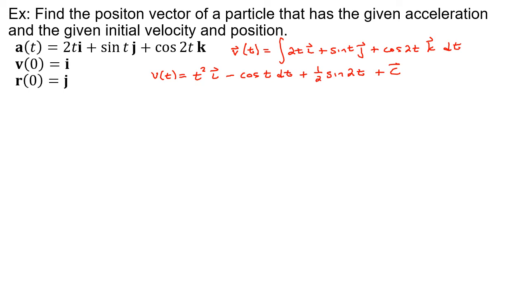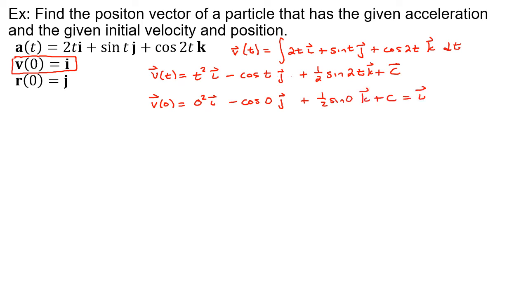And I can find that c value because v of 0 is i. So v of 0 would be 0 squared i minus cosine 0. Ooh, why did I put dt there? I have no idea. That's supposed to be j. I don't know. It's supposed to be a j. And it's supposed to be a k on that one. j plus 1/2 sine 0k plus c equals i.